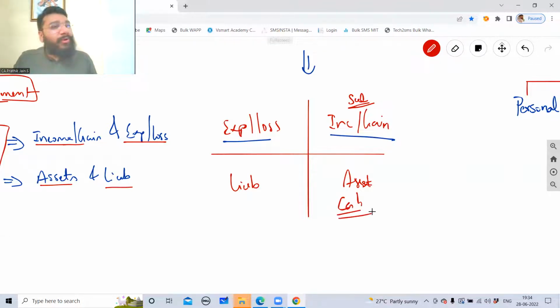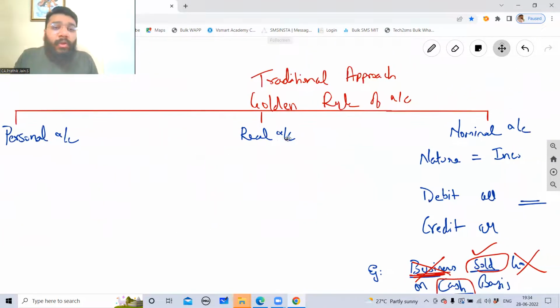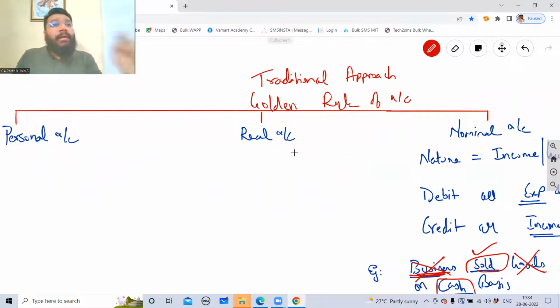Cash belongs to asset quadrant. Clear with this? Now come back. Sale is belonging to income quadrant. So for income, you will go to which account? Personal account, real account, or nominal account? If you are income, now you identify yourself as income. Will you go and take help from personal account, real account, or nominal account?